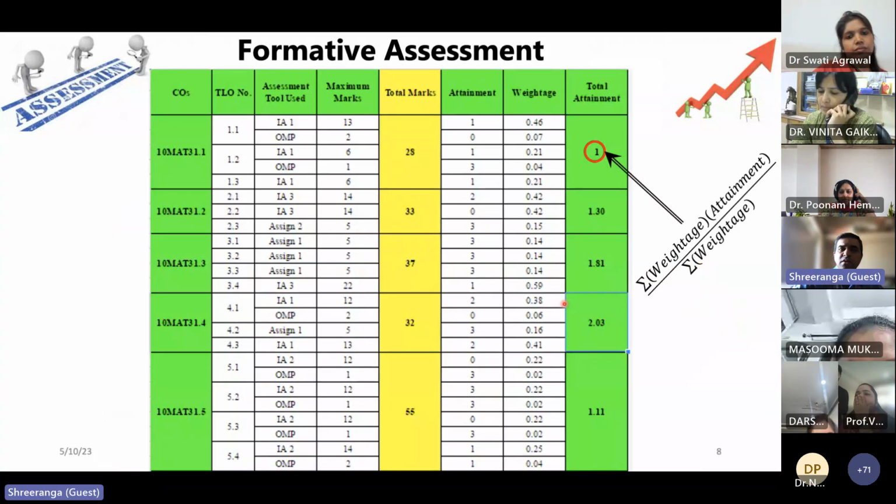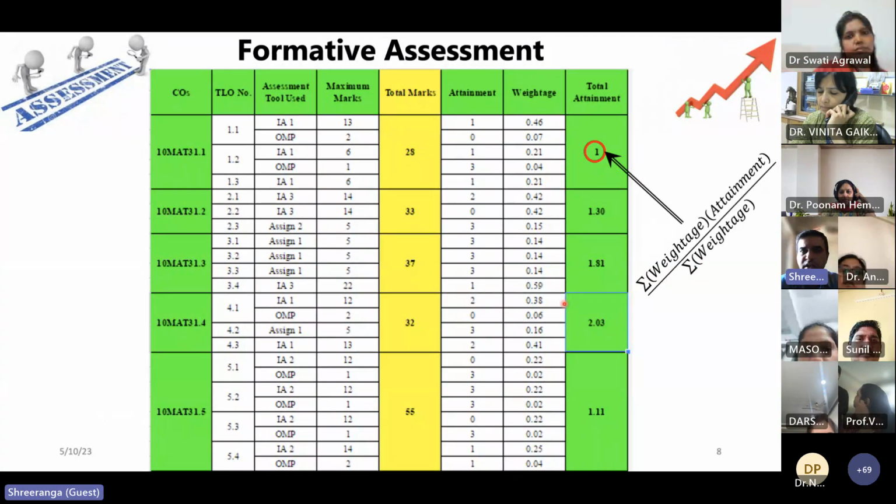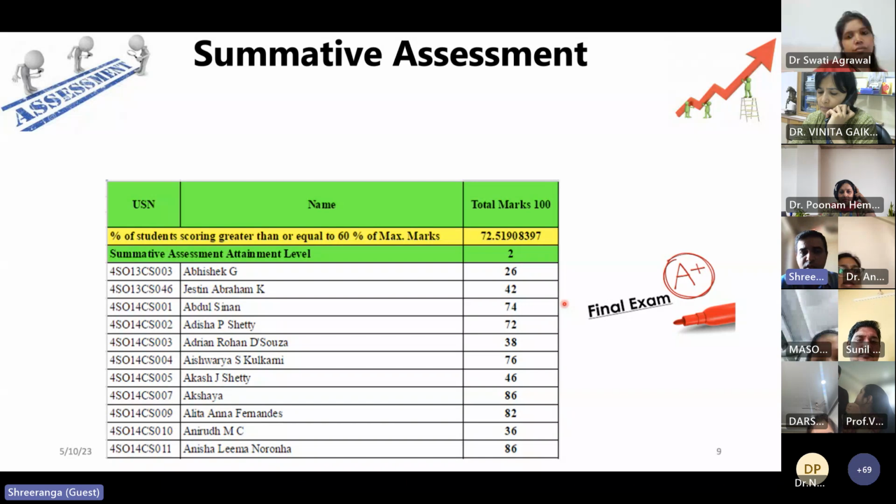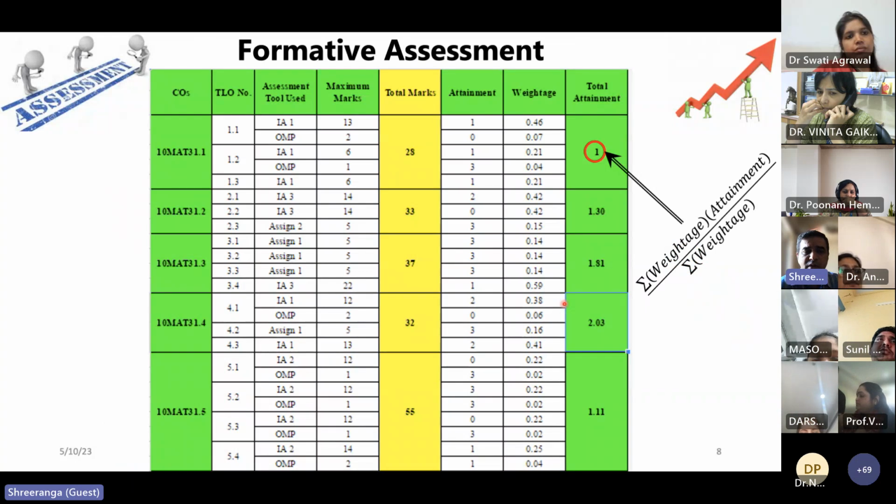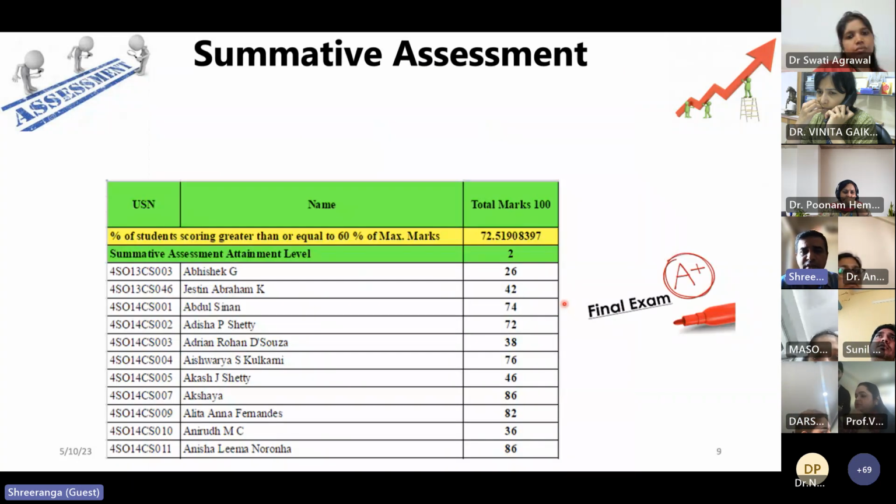Now, once we have done with formative assessment, we are coming to summative assessment. One of the challenges in autonomous or in some cases of affiliated systems is that we won't be getting the marks for each CO. However, we used to get them in the formative assessment. So in that case, we have to simply generalize. If the examination section or controller of examination is going to give the marks as per CO, the same methodology can be followed, or else you can simply generalize.